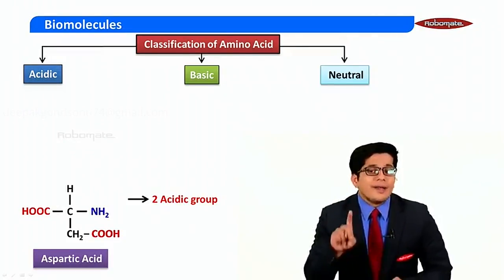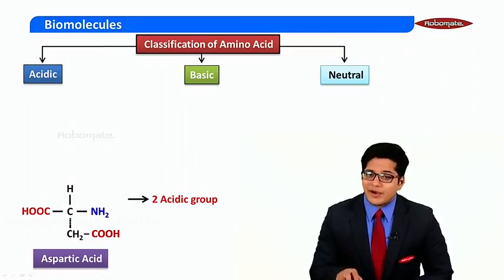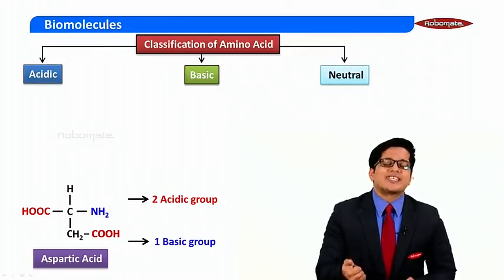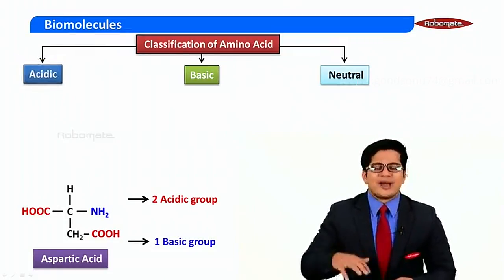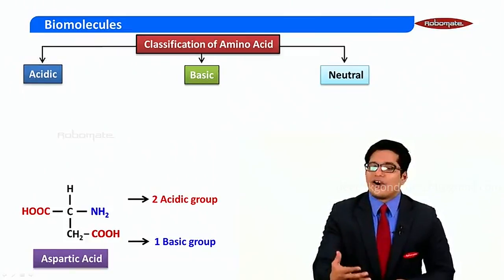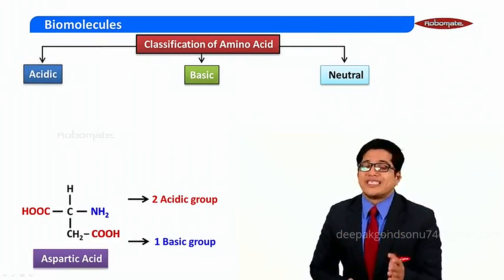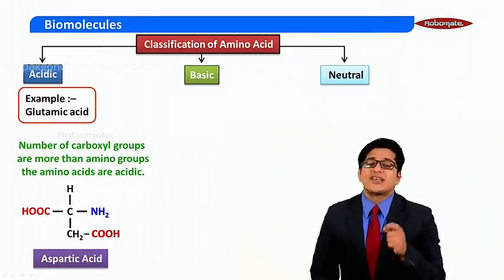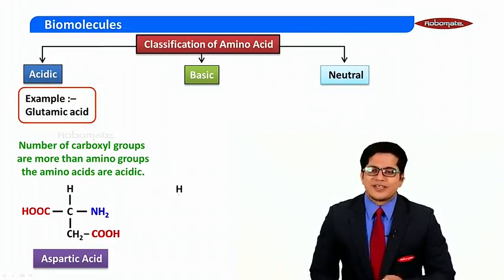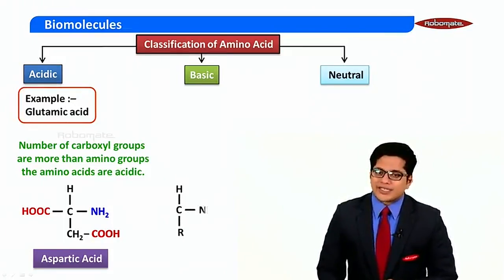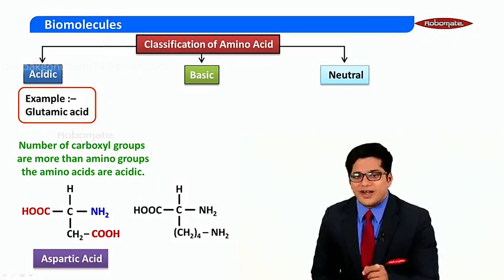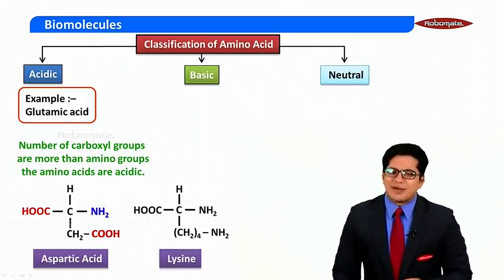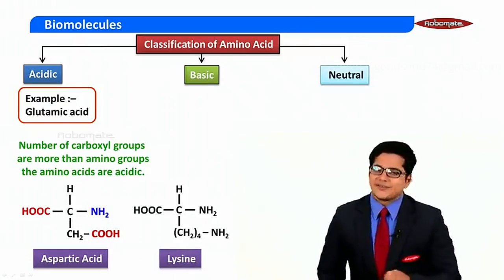You have one basic group, and therefore we can say this molecule of aspartic acid would be acidic in nature. Why? Because the number of acidic groups is exceeding the number of basic groups. Similarly, one more example for this is glutamic acid. Further, let's see, we have one more amino acid, but now again instead of R, we put CH2 four times NH2. That is nothing but a molecule called lysine.